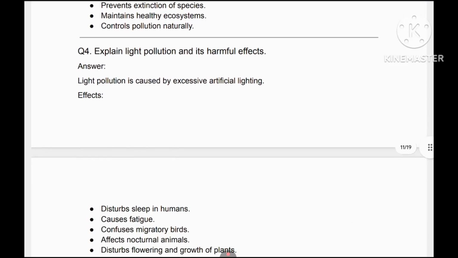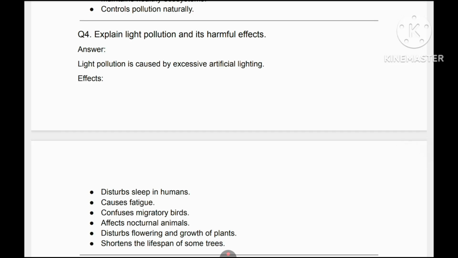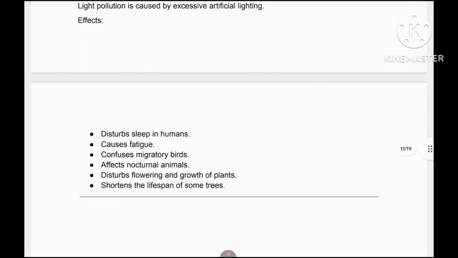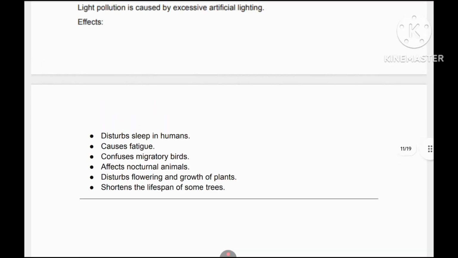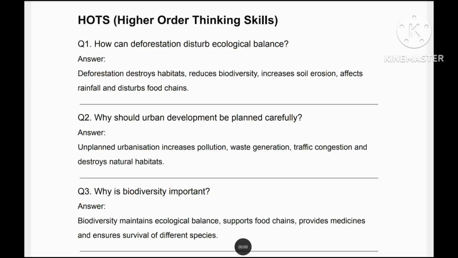Explain light pollution and its harmful effects. Light pollution is caused by excessive artificial lighting. Its effects are: disturbs sleep in humans, causes fatigue, confuses migratory birds, affects nocturnal animals, disturbs flowering and growth of plants, shortens the lifespan of some trees. Now these are the HOT questions and answers, higher order thinking skills. How can deforestation disturb ecological balance? Deforestation destroys habitats, reduces biodiversity, increases soil erosion, affects rainfall and disturbs food chains.